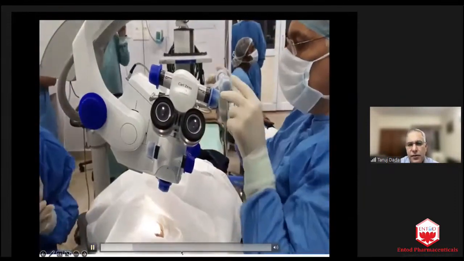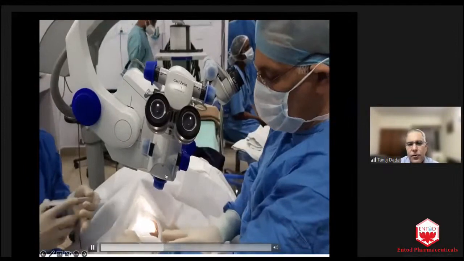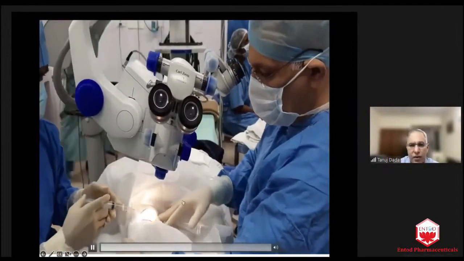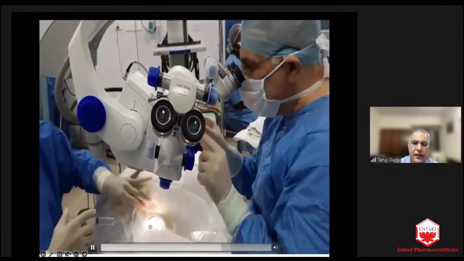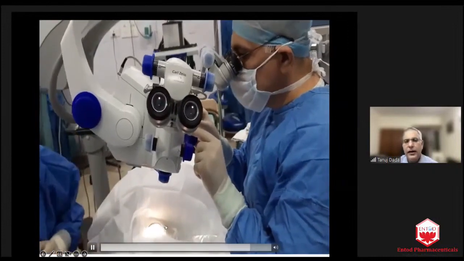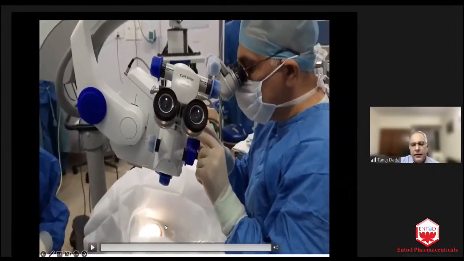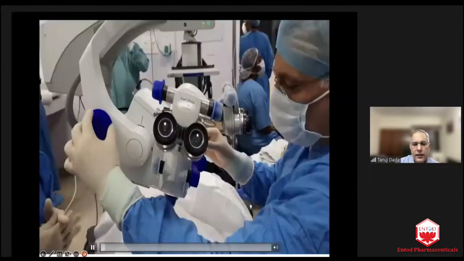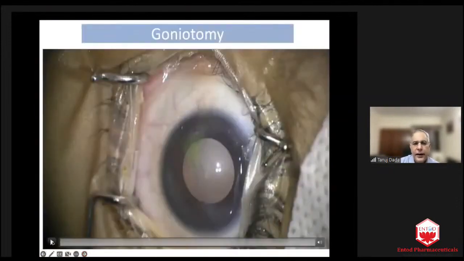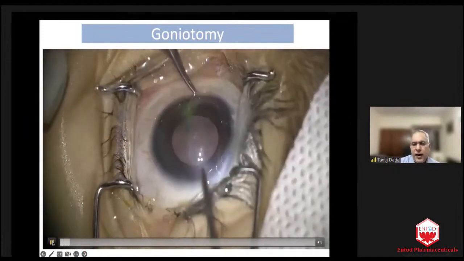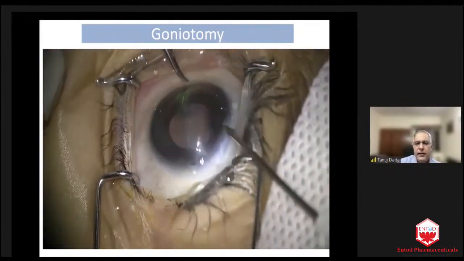So here you can see on the OT live. So you have to tilt the microscope and now I'm tilting the patient's eye. So then you will get a view of the anterior chamber angle with the Swan-Jacob gonioscope. So this technique you must learn. And then once you have tilted the eye, you can see the eye is being tilted.